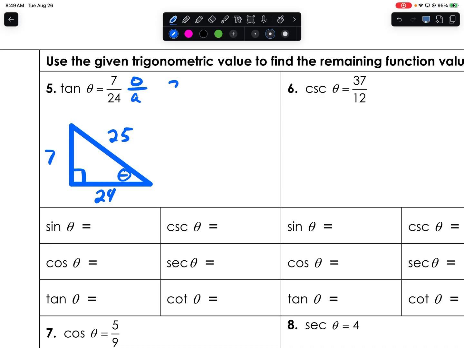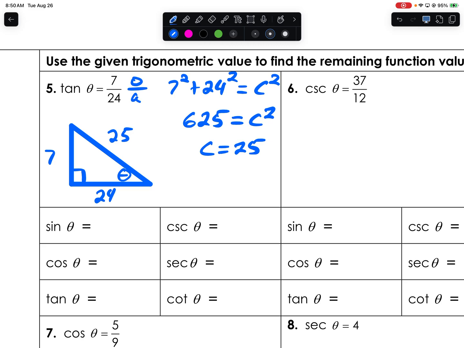But you can do Pythagorean theorem if you don't know that's a Pythagorean triple. Right? So we go 7 squared plus 24 squared equals c squared. 7 squared plus 24 squared, 625. Then square root that, and you get c equals 25. Okay? It's handy. They help, right?